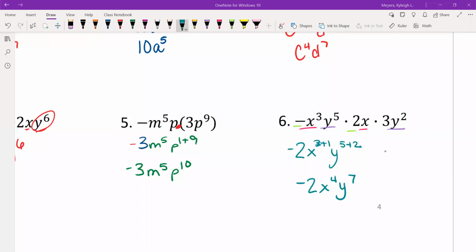All right, so hopefully you got -3 m to the 5th p to the 10th, and -6, oh, I missed the 3. -6 x to the 4th y to the 7th. Okay, let me know in class if you have any questions.